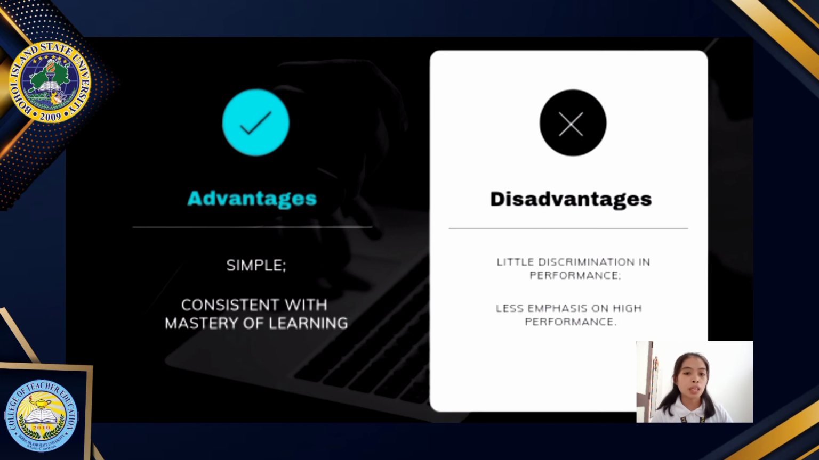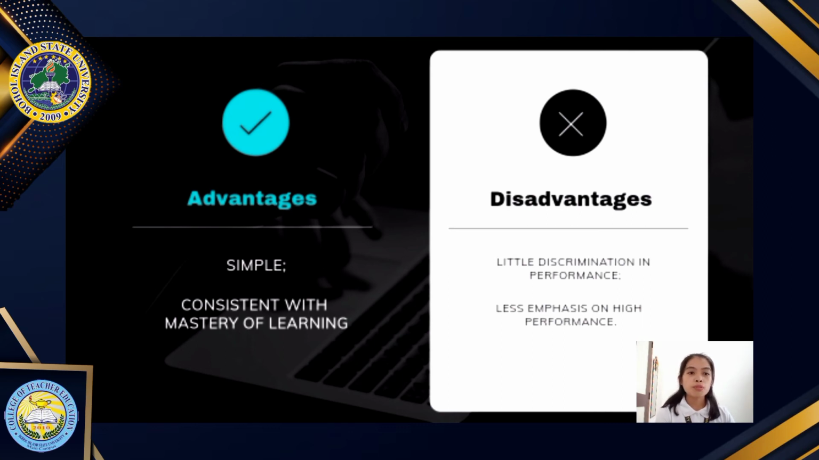There is little discrimination in performance and less emphasis on high performance because students gain very little prescriptive information. Students spend less time studying if pass or fail grading is used than when a wider range of grading system is utilized. And lastly, students only study to attain minimum passing level and show less effort in striving for excellence. So those were the advantages and disadvantages of the fourth method, which is the pass or fail grading.